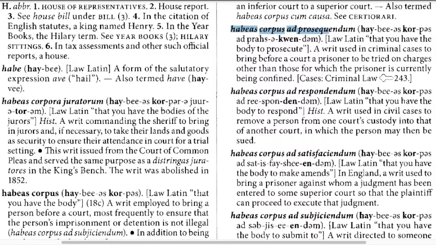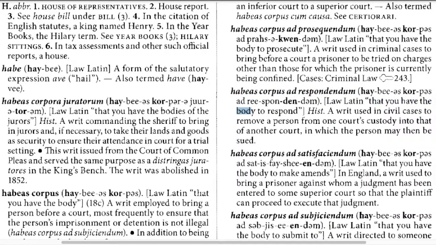Habeas corpus ad prosequendum. That you have the body to prosecute. A writ used in criminal cases to bring before a court a prisoner to be tried on charges other than those for which the prisoner is currently being confined. Wow.